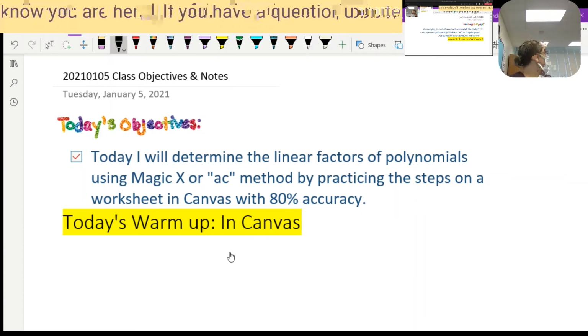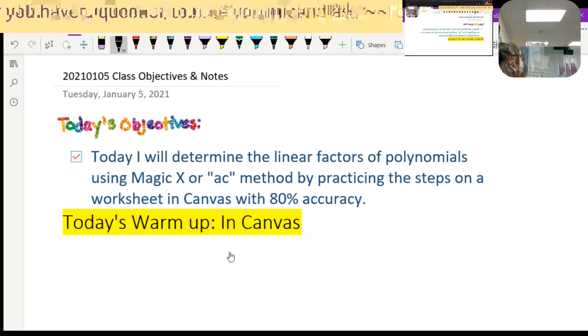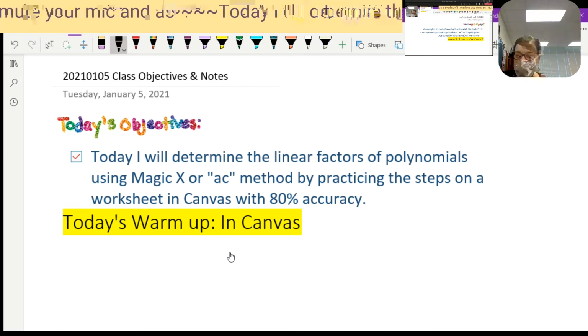Okay. Are you guys still working on the warm up or are we good? Okay, I'm gonna run over that real quick.